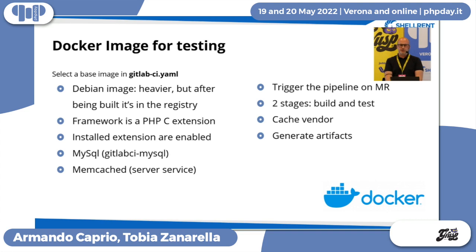We trigger the pipeline on merge request. We configured two stages, build and test. We cache vendor and generate artifacts. And on a successful test run, we merge in master, and the deployment stage is kicked in.